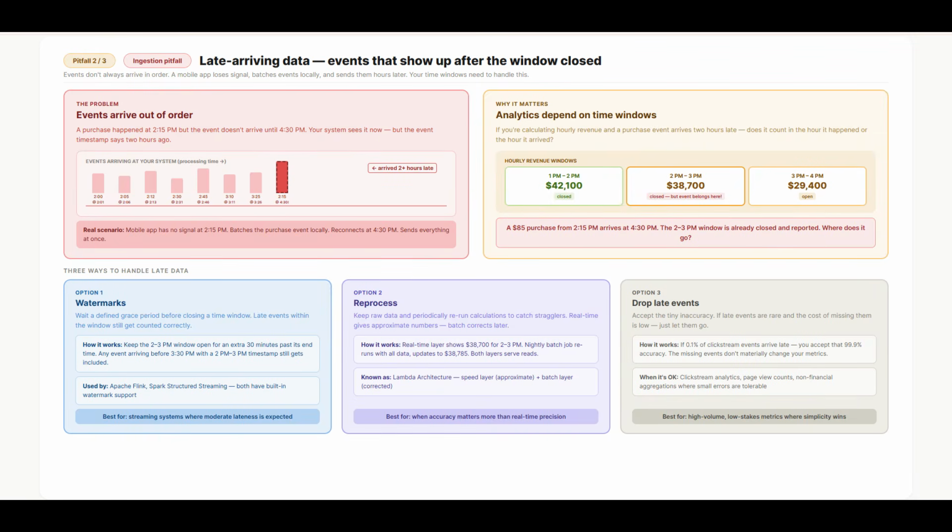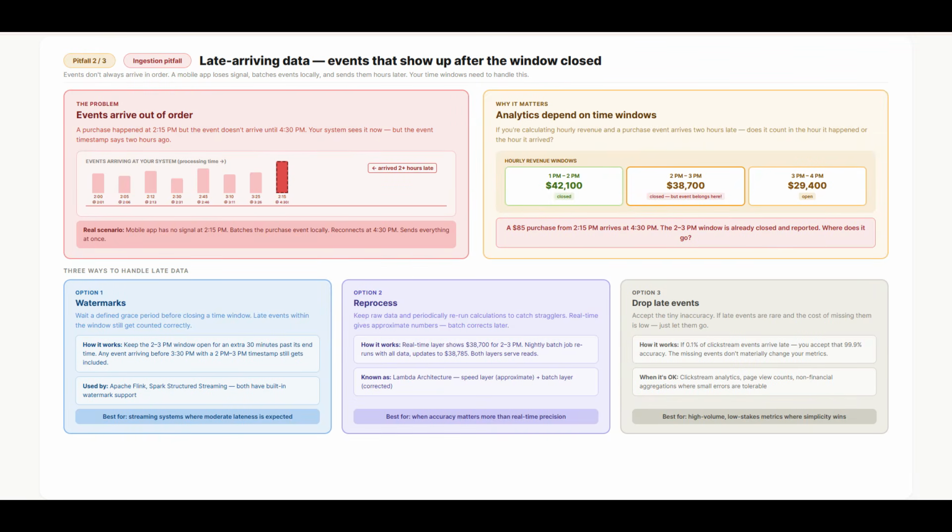Second, late arriving data. In streaming systems especially, events don't always arrive in the order they happened. A mobile app might batch events locally when there's no signal and send them all at once when connectivity returns. So you get an event timestamped 3 hours ago, arriving right now. This is a bigger deal than it sounds because most analytics depend on time windows. If you're calculating hourly revenue and a purchase event arrives 2 hours late, does it count in the hour it happened or the hour it arrived?